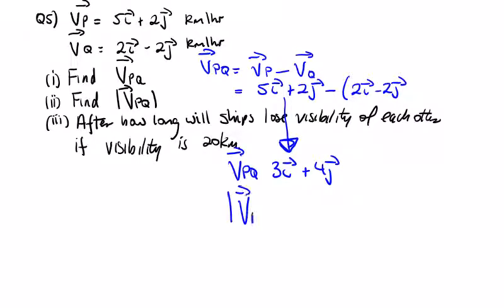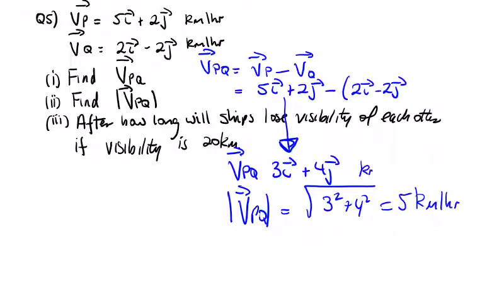Now the magnitude of this is going to work out evenly here. You can see the answer already. The square root of 3 squared plus 4 squared is 5 kilometers per hour. And I should have put that in as well for my units here.